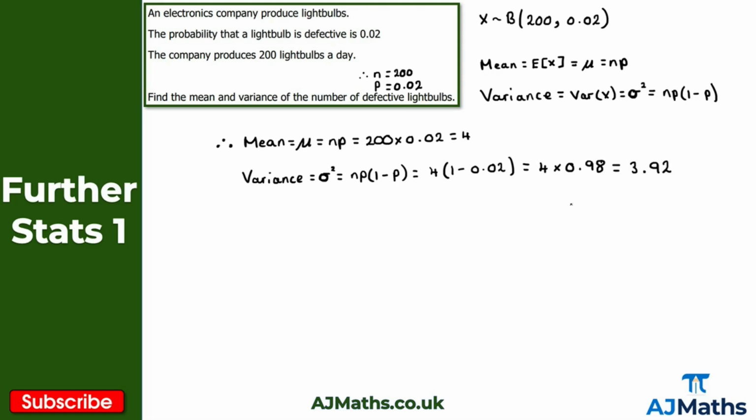Okay, and there we have it. So the mean of the number of defective light bulbs is 4, and the variance of the number of defective light bulbs is 3.92. And there we have it. So that is the solution to question 3. That brings the end of this video on the mean and variance of the binomial distribution.